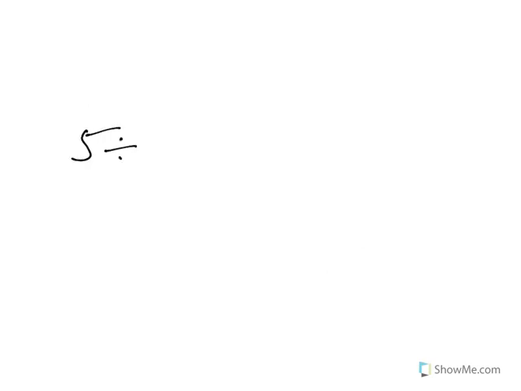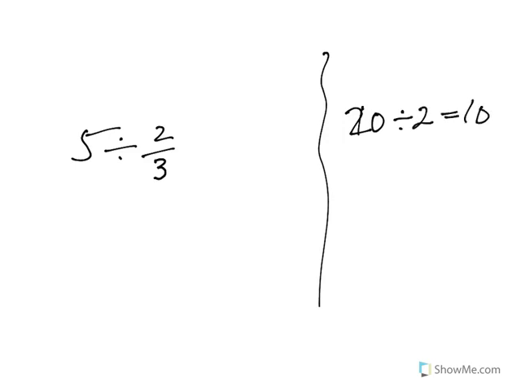But what about 5 divided by 2/3? Well, this is kind of tricky. I just want to say a little something about this just to justify. 20 divided by 2 is 10. But if I divide by 4 instead of 2, it's going to be a smaller answer. It ends up being 5. So when I multiply this number by 2, this answer ends up getting divided by 2.